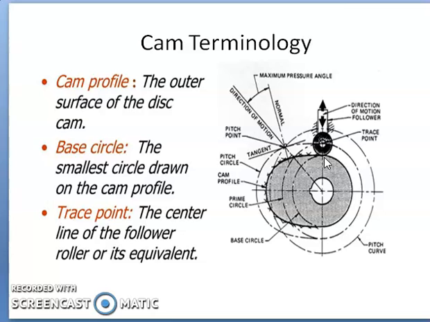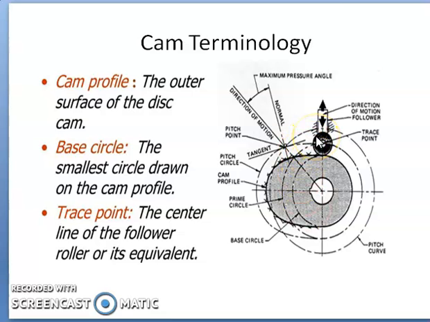Next, the cam profile. The outer surface of the disc cam is the cam profile. Next is the base circle. The smallest circle that can be drawn to the cam profile is called the base circle.